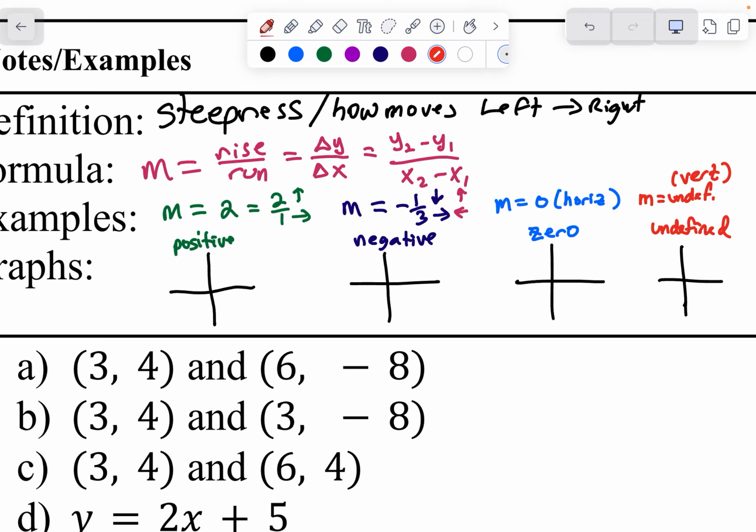A positive slope is rising to the right. If my little math bug was walking on the line, he would be going uphill as he looks to the right. A negative sloping line goes downhill from left to right. So if my little math bug was staring to the right and walking to the right, he would be going downhill. So it is how we move from left to right.